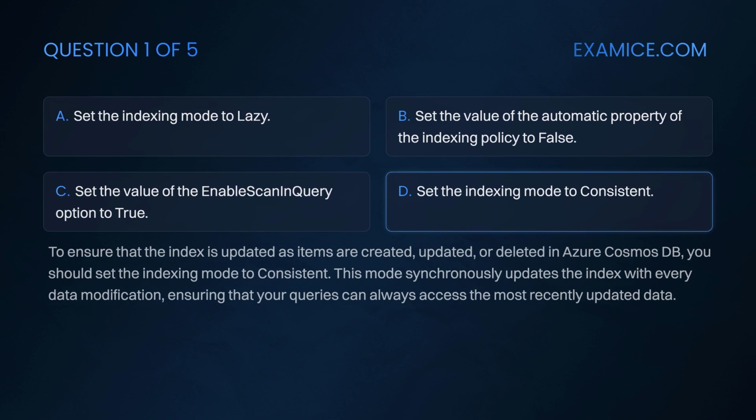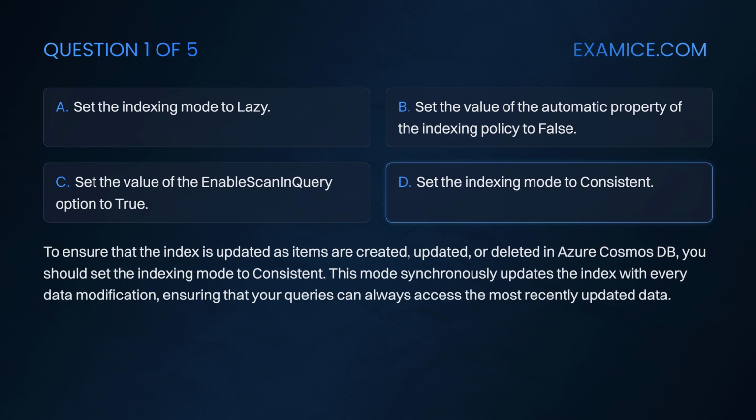To ensure that the index is updated as items are created, updated, or deleted in Azure Cosmos DB, you should set the indexing mode to consistent. This mode synchronously updates the index with every data modification, ensuring that your queries can always access the most recently updated data.